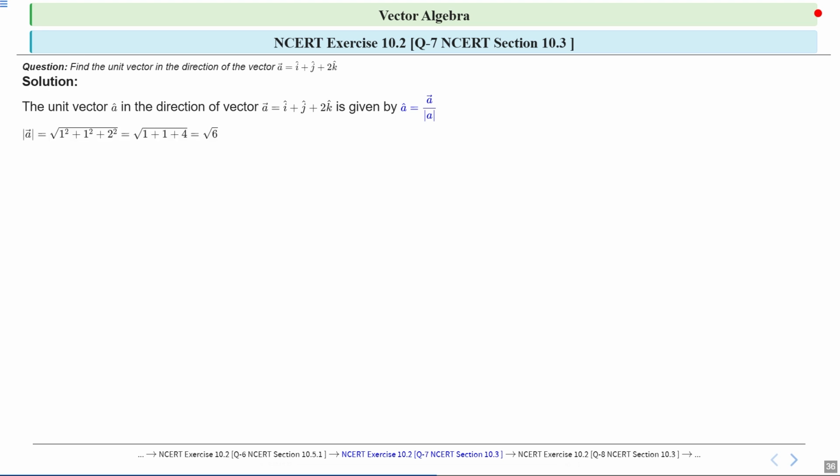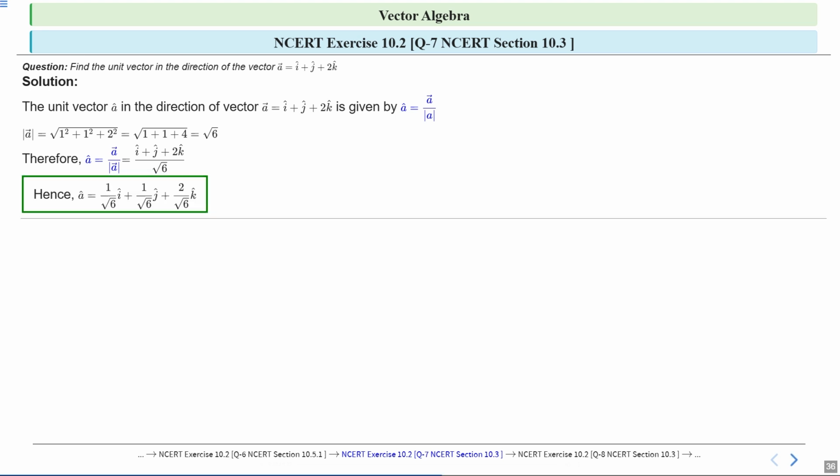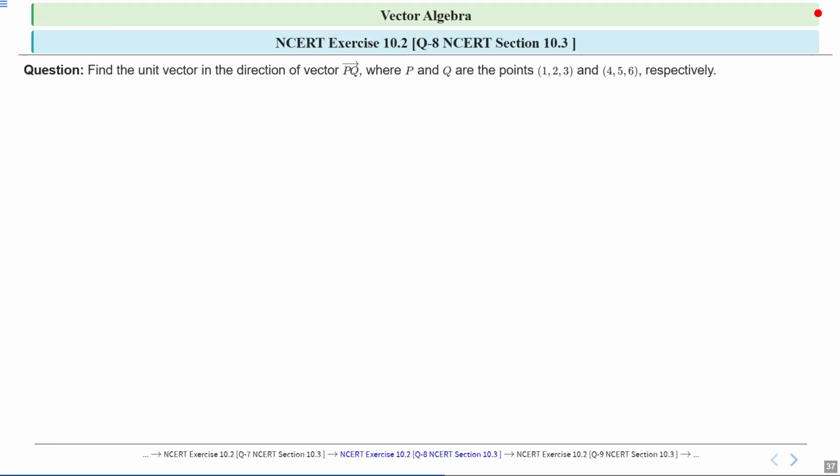and magnitude of a vector is equal to root over 1 square plus 1 square plus 2 square, which is equal to root over 1 plus 1 plus 4, which is equal to root 6. Therefore, a cap is equal to a vector upon magnitude of a vector, which is i cap plus j cap plus 2 k cap upon root 6. Hence, a cap will be equal to 1 upon root 6 i cap plus 1 upon root 6 j cap plus 2 upon root 6 k cap. This is basically a cap. So let's see the next part.